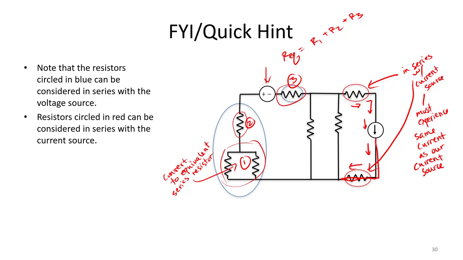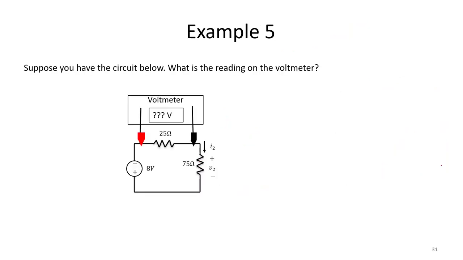So definitely take advantage of opportunities to recognize when resistors are in series with each other, because it can help you significantly simplify an uglier circuit. Let's go ahead and try a quick example. Suppose we have this circuit shown here, and we're being asked to find the reading on the voltmeter. If you'd like, you can pause the video and try this yourself, or we'll do it together.